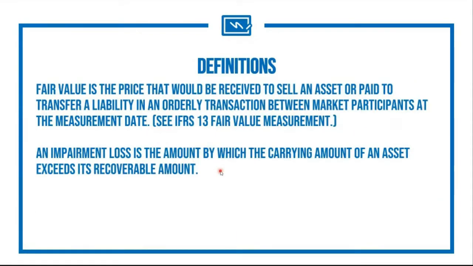Fair value pertains to, again, in the absence of any other information, the fair value will be based on the definition of IFRS 13. So, again, it is the price that will be received to sell an asset or paid to transfer a liability in an orderly transaction between market participants at the measurement date. And then we have impairment loss. So impairment loss is the amount by which the carrying amount of an asset exceeds its recoverable amount.